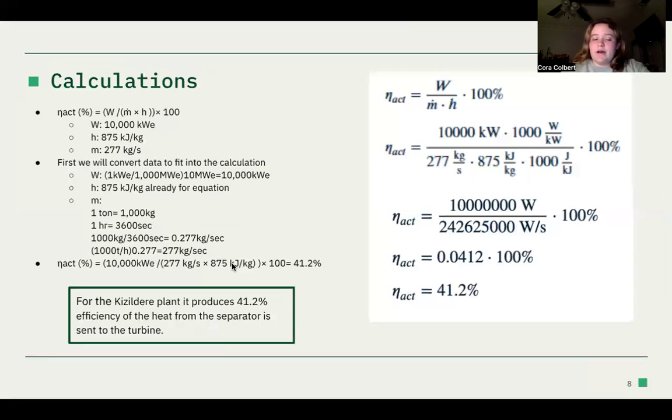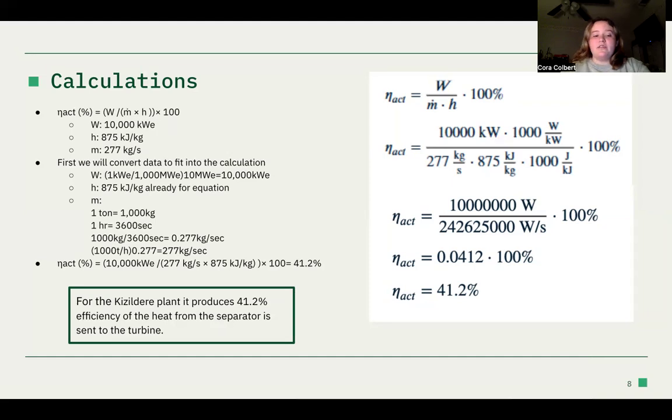And so when doing this calculation, the first thing that I'm going to do is convert these numbers into a form which I can plug into the equation. So for the running capacity, which is W, I'm going to convert this by doing 1 kilowatt over 1,000 megawatt times the 10 megawatt, and this gives me 10,000 kilowatt. And this is going to be a number that I can put into the equation.